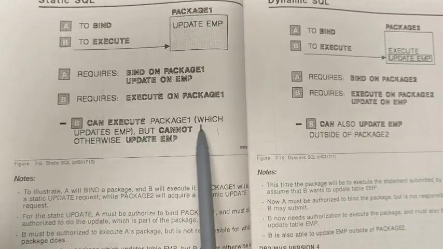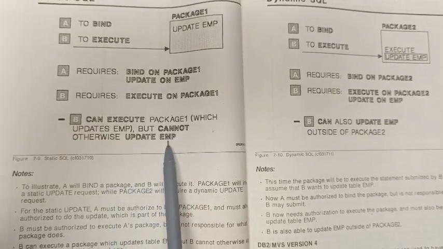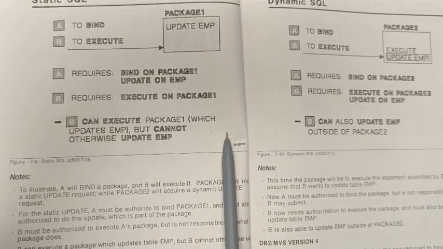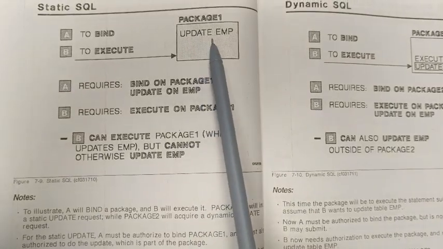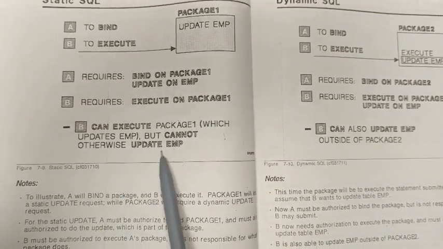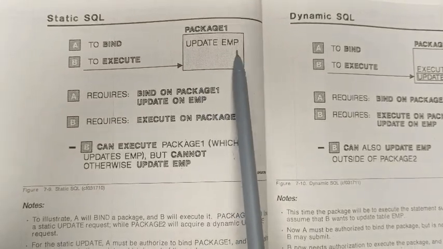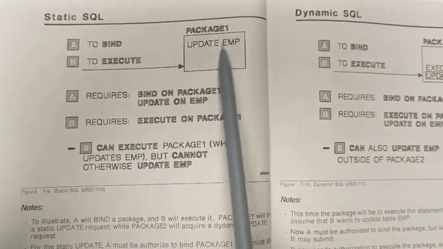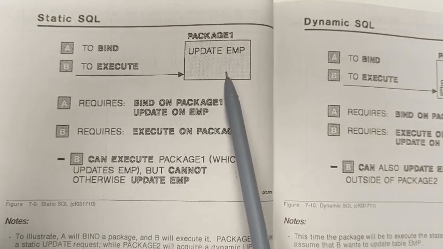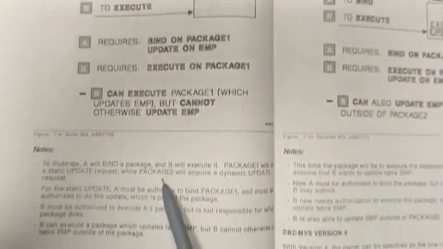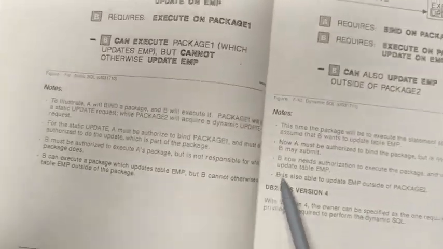B can execute package 1, which updates the table, but cannot otherwise update the employee number. He can execute the package which updates the employee table, but cannot otherwise update the employee table. Means he cannot update the employee table here. He can execute only the packages. We can restrict a package or table for particular privileges based on grant and revoke access. These are static SQL access.